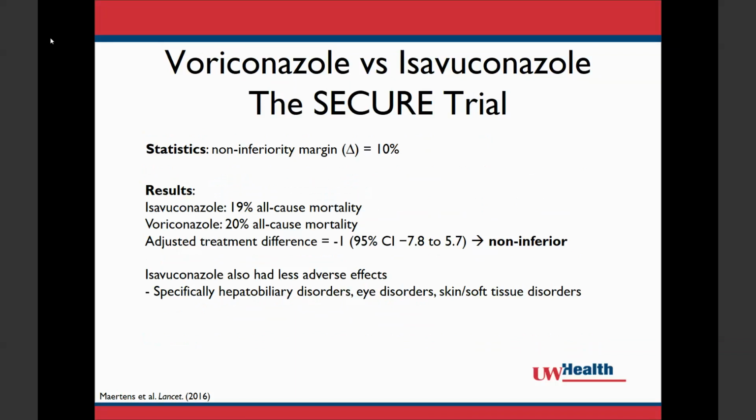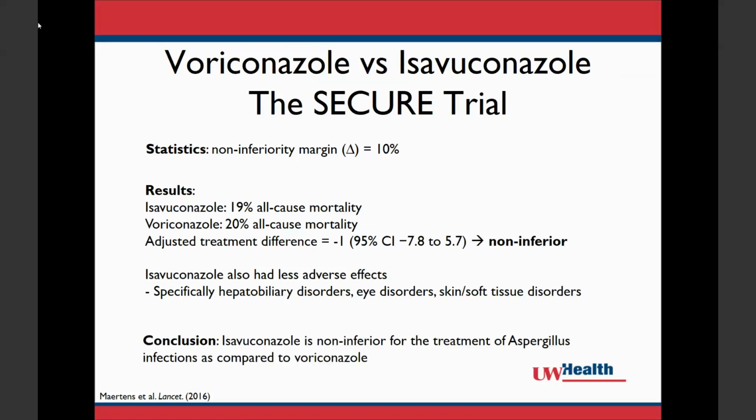Isavuconazole also had fewer adverse effects, specifically related to the visual disturbances that are associated with Voriconazole, and hepatobiliary disorders or skin and soft tissue disorders. So in conclusion, for the SECURE trial, Isavuconazole is non-inferior for the treatment of Aspergillus infections as compared to Voriconazole.